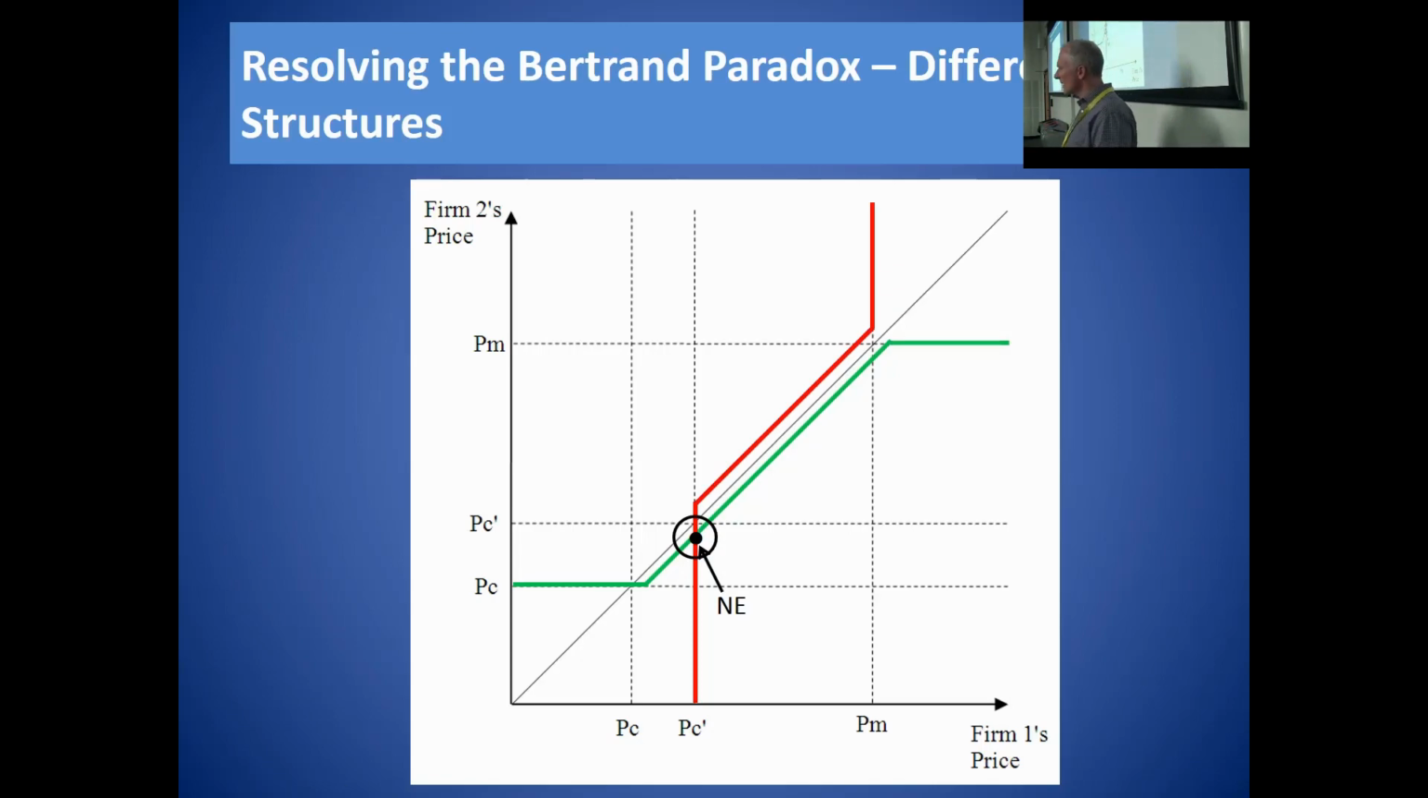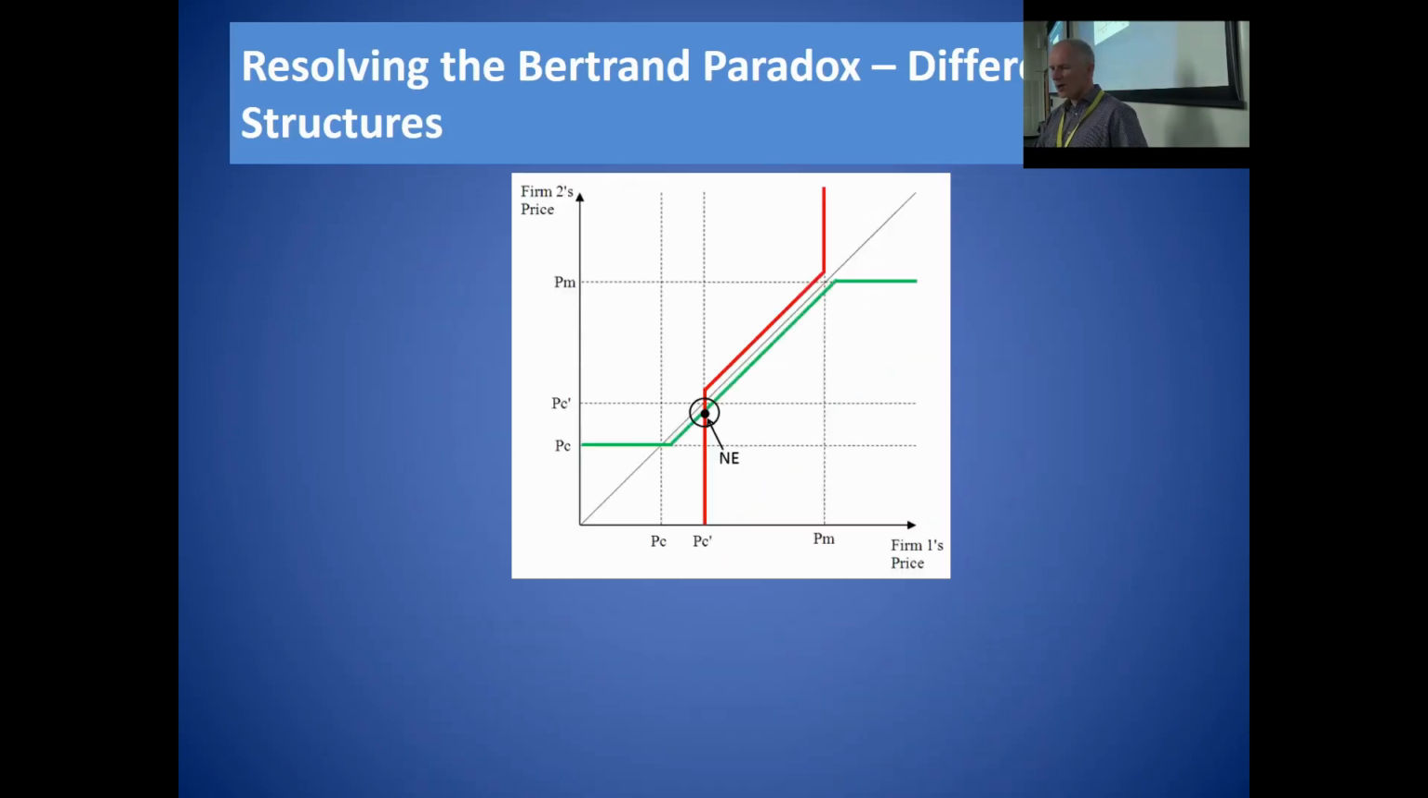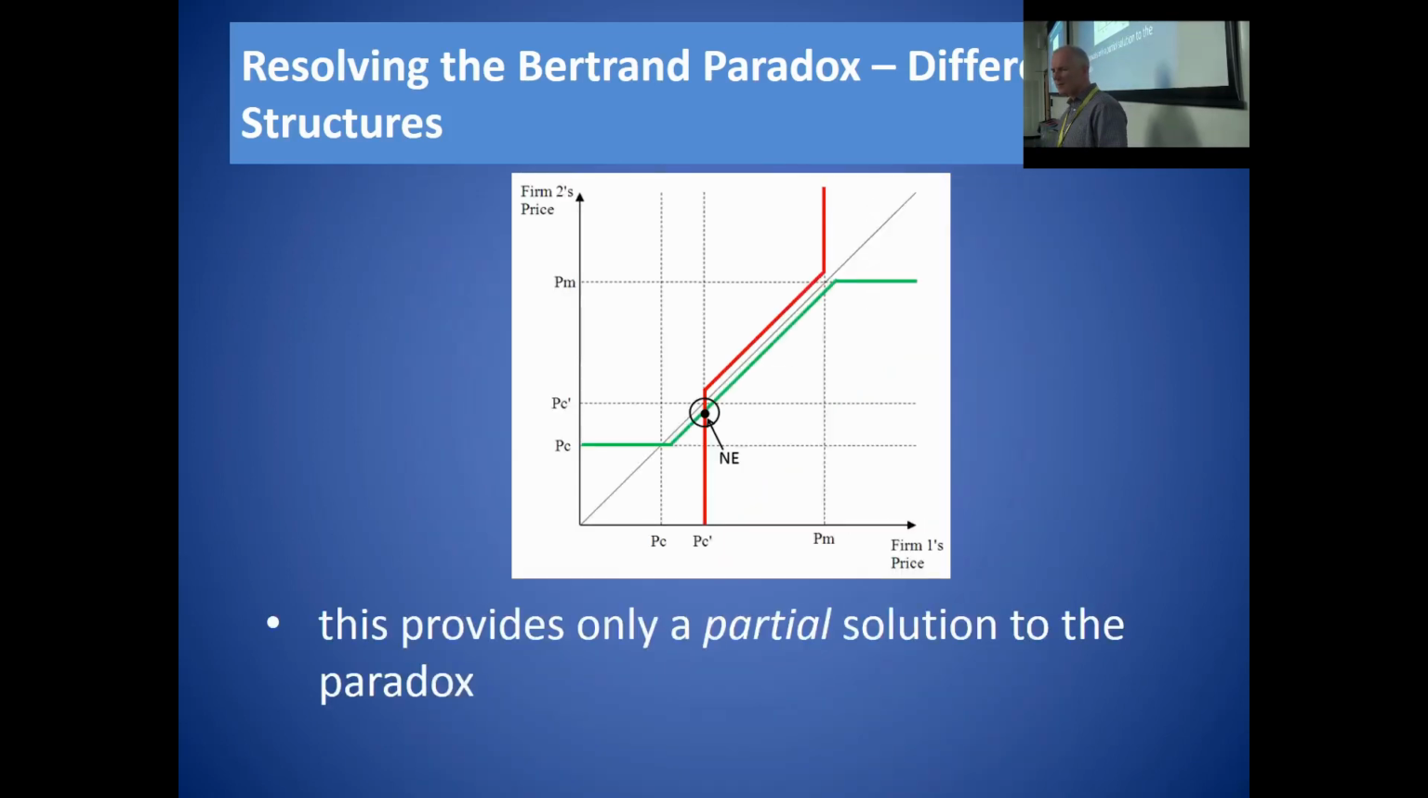In itself, what does that now suggest? These firms are charging different prices. Firm 2 is charging a marginally lower price. It's charging a price just less than PC prime. Would firm 1 ever wish to match that? No, it can't. If it does, it makes a loss. So now we've got one firm charging a lower price, one firm charging a higher price. So what does that mean?